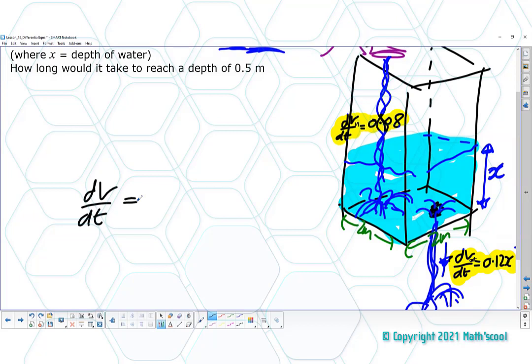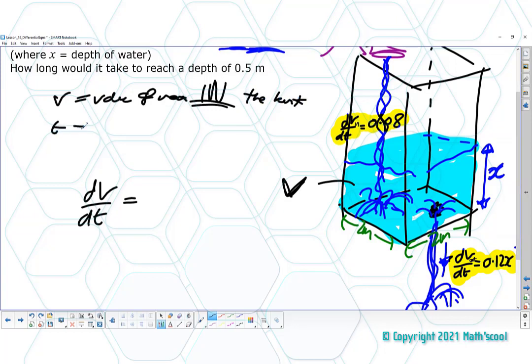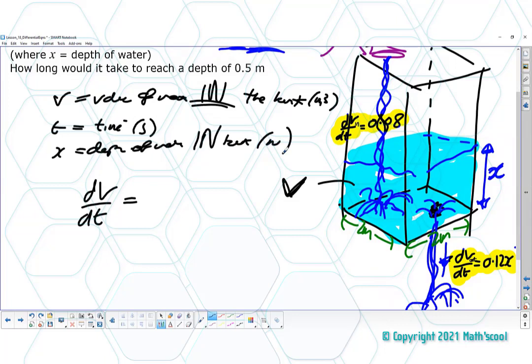V is the volume of water in the tank, and t is the time. This is in seconds, this is in meters cubed. And x is the depth of the water in the tank, in meters. Just defining everything, which I'm supposed to do. I've got dV in by dt is 0.08 and dV out by dt is 0.012.